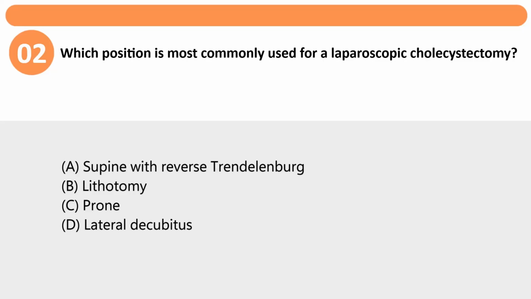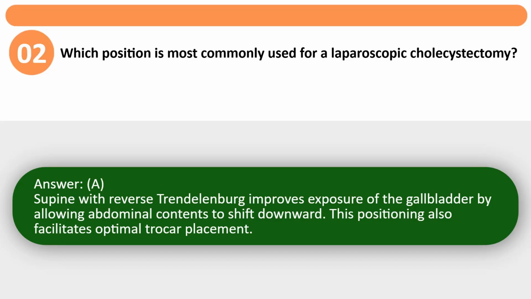Answer: A. Supine with reverse Trendelenburg improves exposure of the gallbladder by allowing abdominal contents to shift downward. This positioning also facilitates optimal trocar placement.